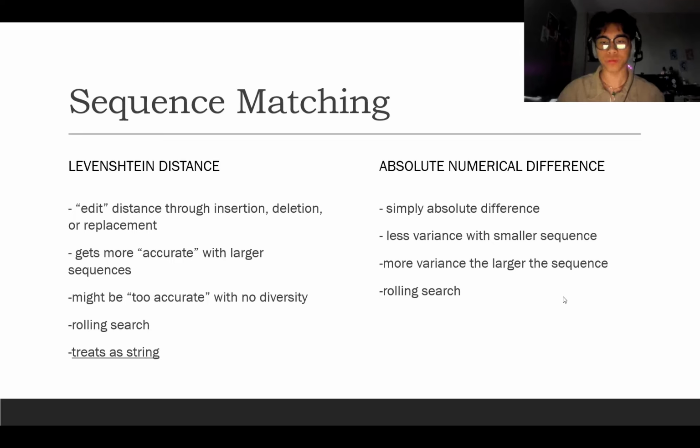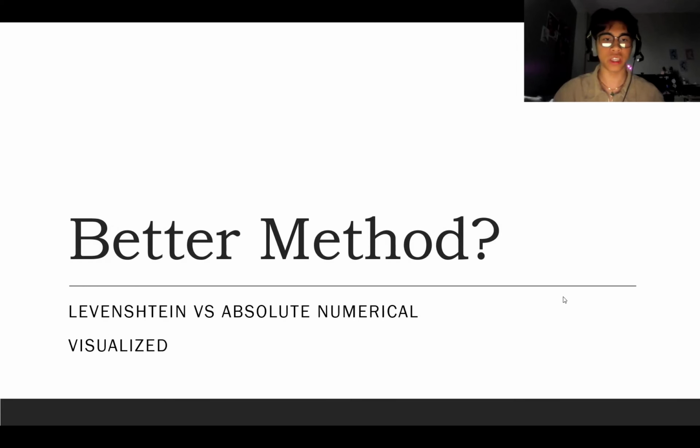And what I've noticed with that is that there's much less variance with smaller sequences, but the larger you get, the more numbers you add to the sequence, the more variance you'll get. And that's just because it treats it as numbers. So with more numbers, there's a higher range that you can have. And it's also a rolling search. So let's see it in action.